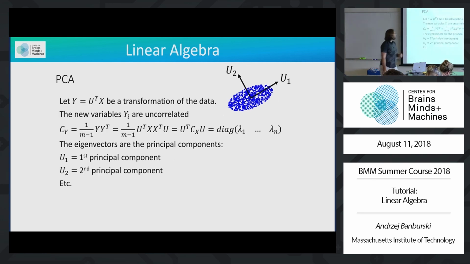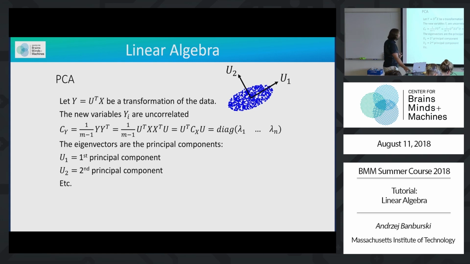So we can immediately see that if we write y is U transpose times x, and x was the original data, then this is a transformation on the data. And these new variables y are uncorrelated from each other. So you can immediately see that the covariance matrix of y is just the diagonal matrix of these eigenvalues. And these eigenvectors are something we call the principal components. And this is where the principal component analysis comes in. We say that u1 is the first principal component because it's the direction in which the data varies the most. u2 is the second principal component, and so on.